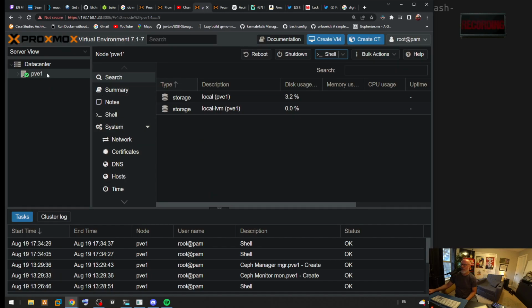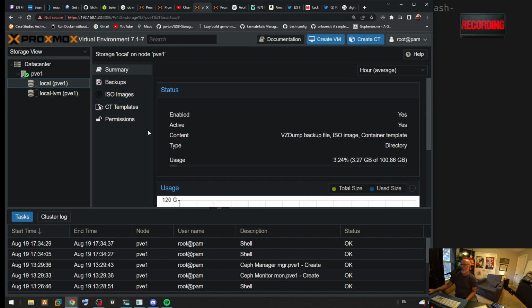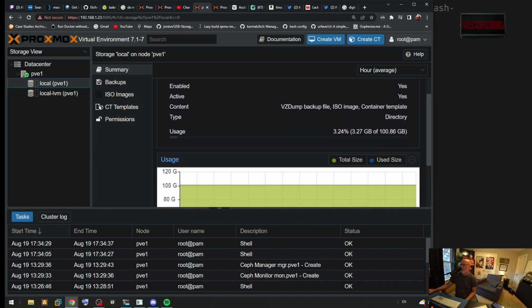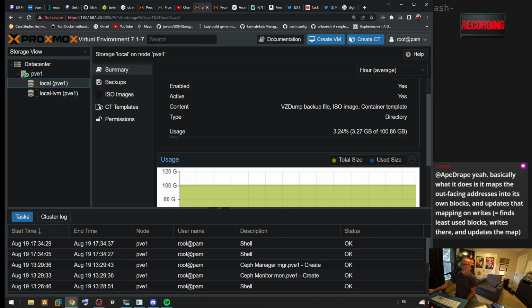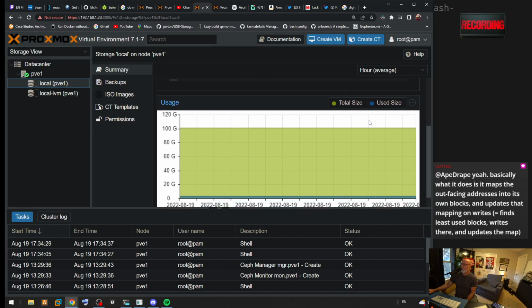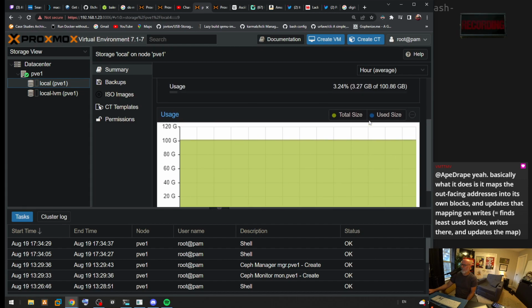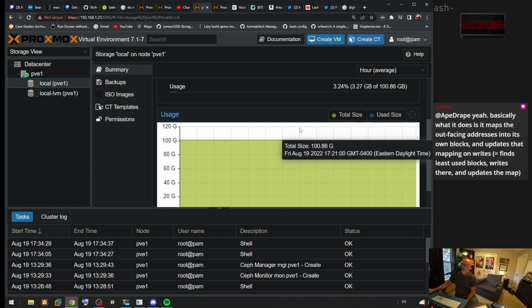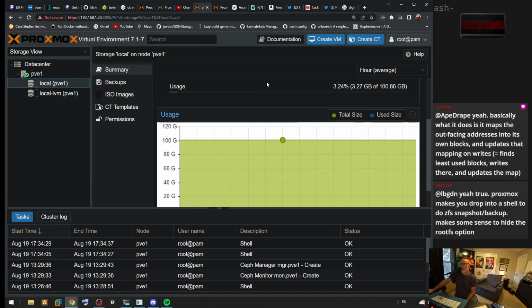And I'm going to go look at storage view. So I have a PVE one. I have local PVE one, which is enabled, active, content: VZDump backup file, ISO image. 3.27 gigabytes of 100 gigabytes used. I feel like I have more space on that drive that's not available. To do ZFS snapshot backup makes more sense than a refresh option.